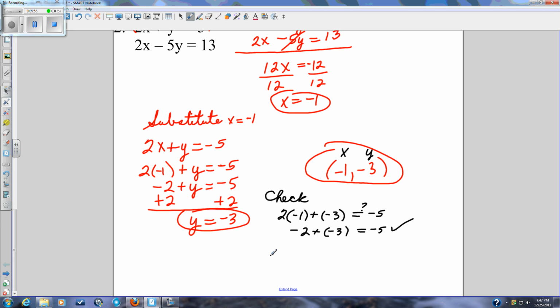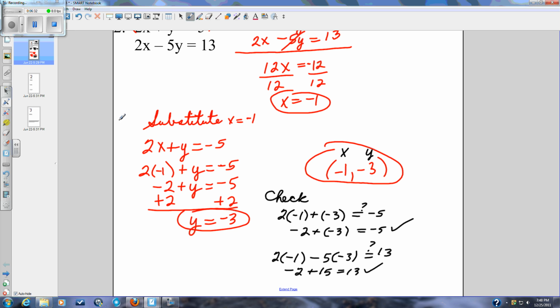Let's take a look at the second one now. We're going to plug those values into the second equation. So I'm going to have 2 times negative 1 minus 5 times negative 3. We want to know, does that equal 13? And 2 times negative 1 is negative 2. Negative 5 times negative 3 is positive 15. And indeed, that does equal 13. Negative 2 plus 15 is 13. So I'm also going to leave it to you to go back and check the first one. So now let's go to the next page.